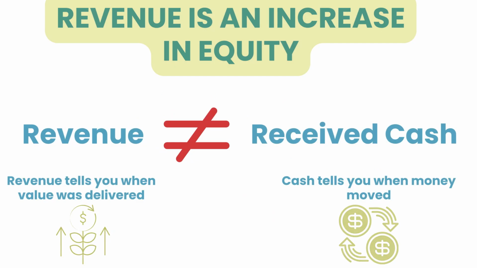Accounting separates money from meaning. Cash tells you when money moved. Revenue tells you when value was delivered.